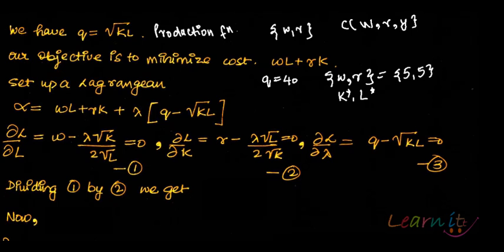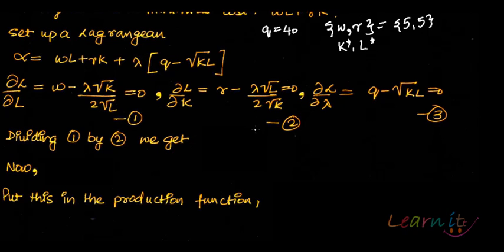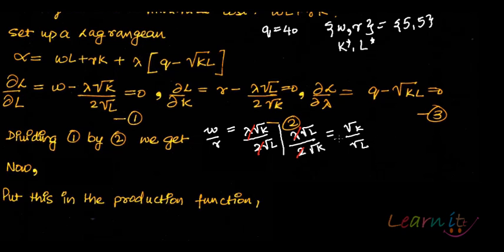In case you divide the first by the second, what is it that you will be getting? You will be getting W by R is equal to lambda root K upon 2 root L divided by lambda root L upon 2 root K. Now simplifying this, your lambda will get cancelled out, 2 will get cancelled out, and you will be getting W by R equals root K upon root L divided by root L upon root K, which makes it K by L. So W by R is K by L. That would mean that K is equal to W by R times L.